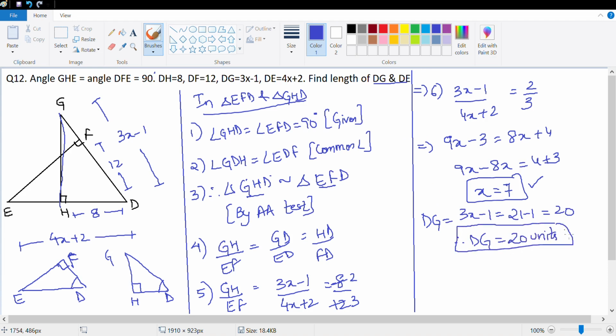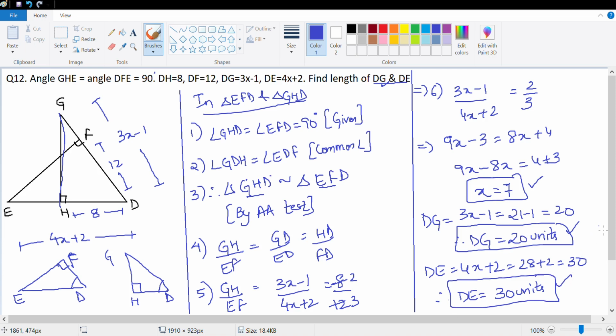Done. That's our answer. Next, DE. DE is given equal to 4x plus 2, which is 4 into 7, that's 28 plus 2, that's 30 units. Therefore, DE is equal to 30 units. Since no units are given, we'll write our answer as units only.